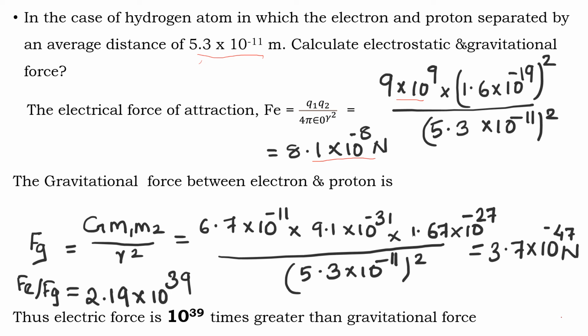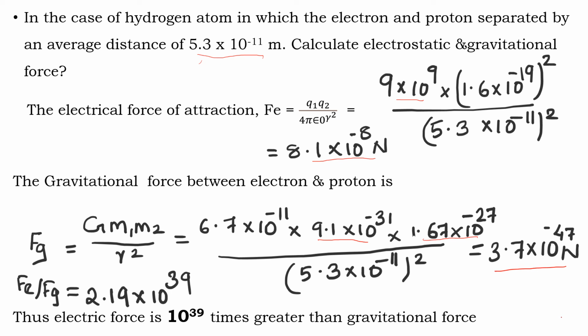Similarly, the gravitational force between the electron and the proton is given by G m1 m2 by r square. Here, the gravitational constant G is 6.7 into 10⁻¹¹ and the mass of an electron is 9.1 into 10⁻³¹ kilogram and the mass of a proton is 1.67 into 10⁻²⁷ kilogram and R is 5.3 into 10⁻¹¹. On solving, we get the gravitational force as 3.7 into 10⁻⁴⁷ Newton.